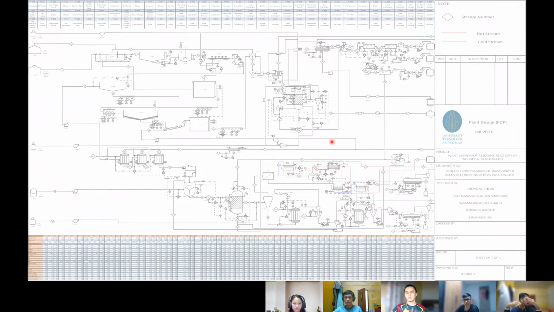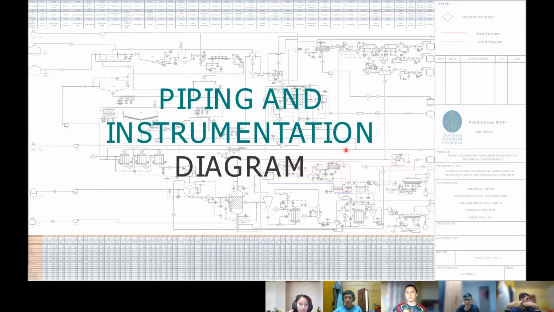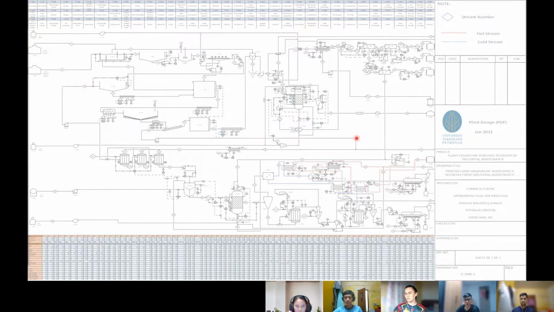Here's a snapshot of the full P&ID, which can be found in the technical report. Overall, the control systems are in place to ensure a safe and healthy operation of each equipment and the plant as a whole. I shall now invite Jared to present on the HAZOP study.